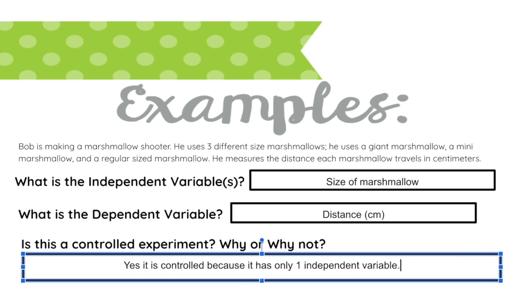Very good. So hopefully this gave you a little bit more confidence to determine independent and dependent variable and to determine whether or not the experiment is controlled.